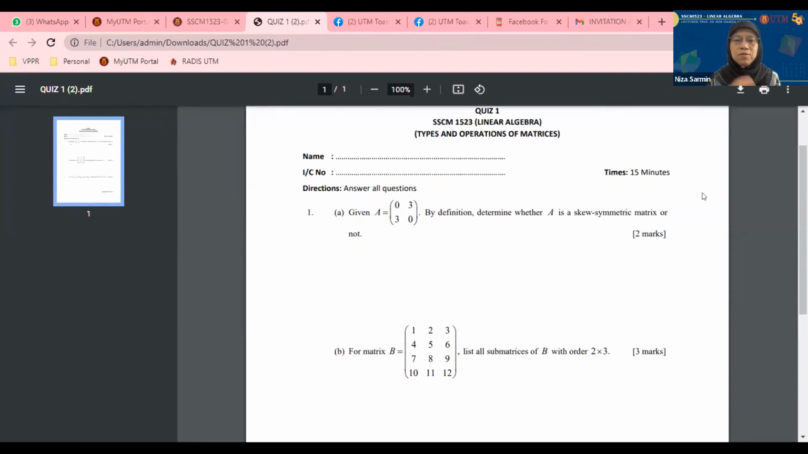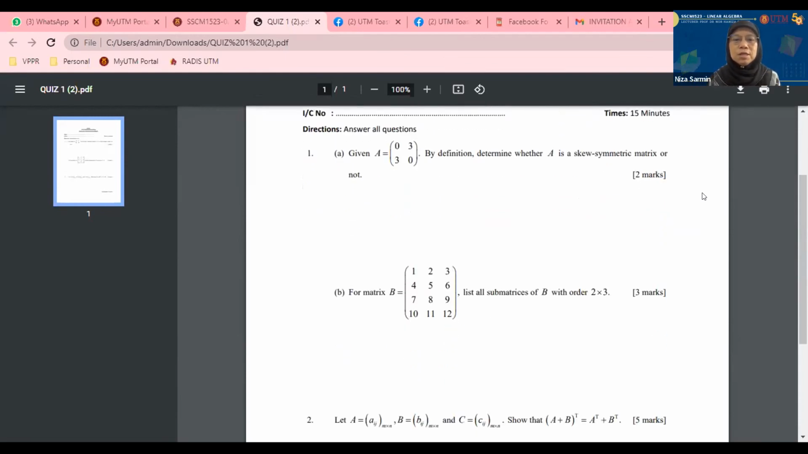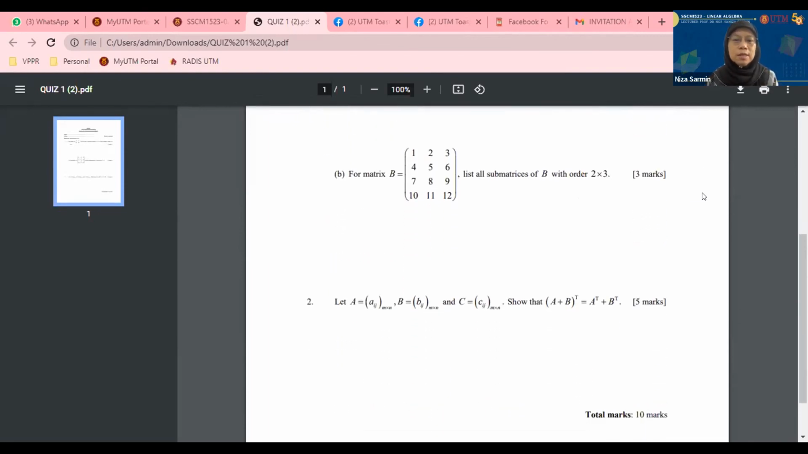So the first question given A, by definition, determine whether A is Q-symmetric matrix or not. It's okay, it's open book. No Googling, no discussion as usual, yeah? Just it's an open notes. The second question for this matrix, list all sub-matrices of B with order 2 by 3. Okay, and the second question, given A, Aij, B, Bij with dimension M by N, C also, show that A plus B transpose is A transpose plus B transpose using the one given.